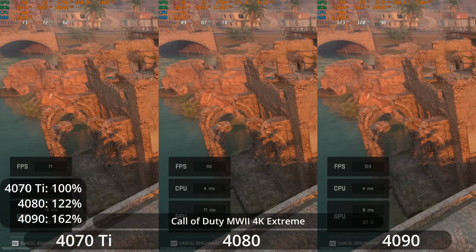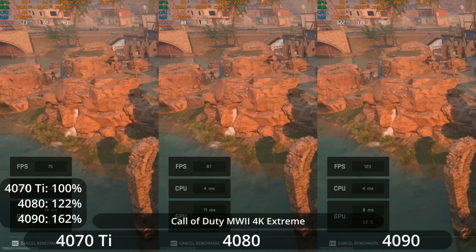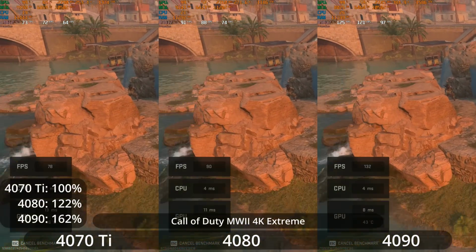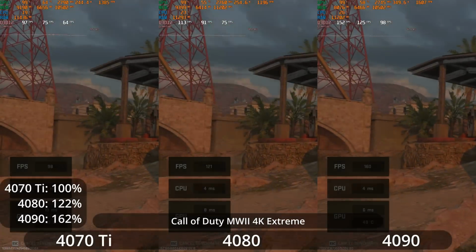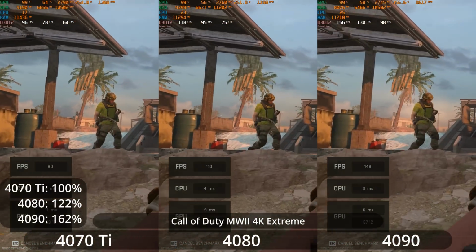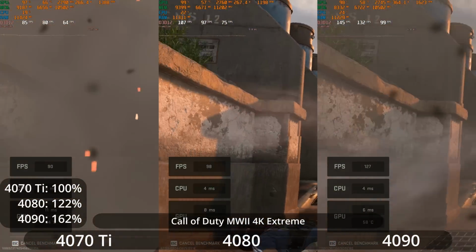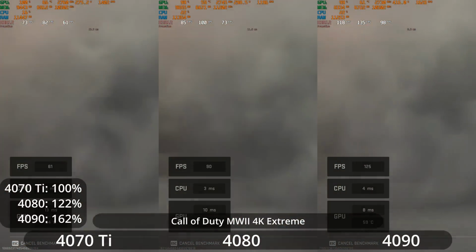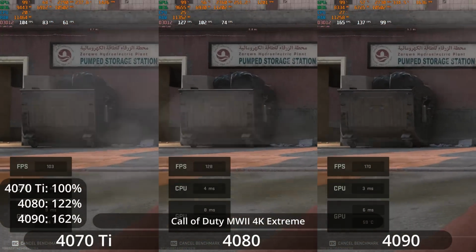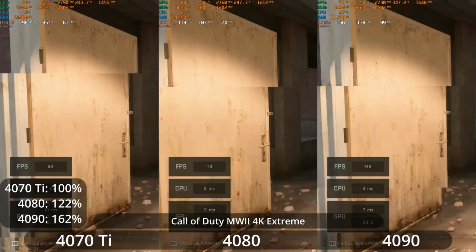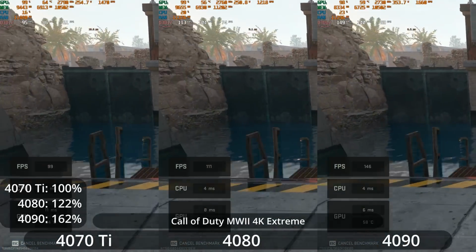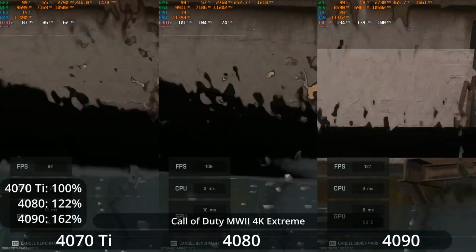How about playing some Call of Duty Modern Warfare 2? This is the same engine used in Warzone 2 as well. And right now we're looking at it completely maxed out at 4K extreme settings. Now, I understand that as a competitive game, most people would play at lower settings and resolutions, and we'll look at that for sure, but I wanted to start out by showing if we push the graphics demand as far as we can, like how does it do?